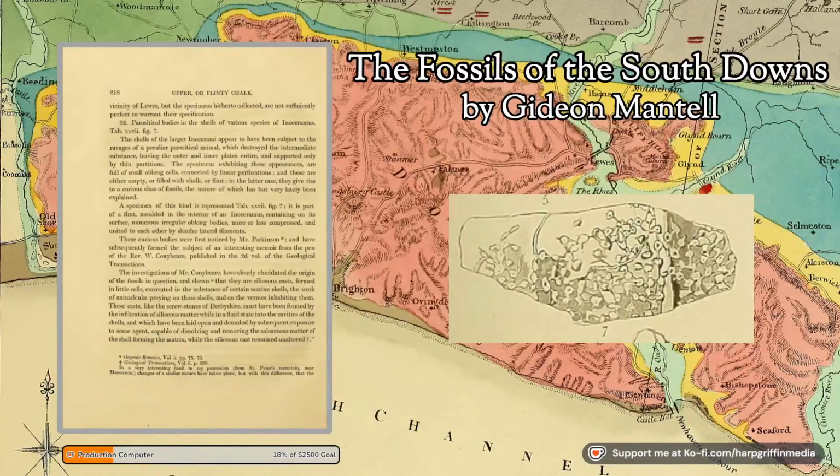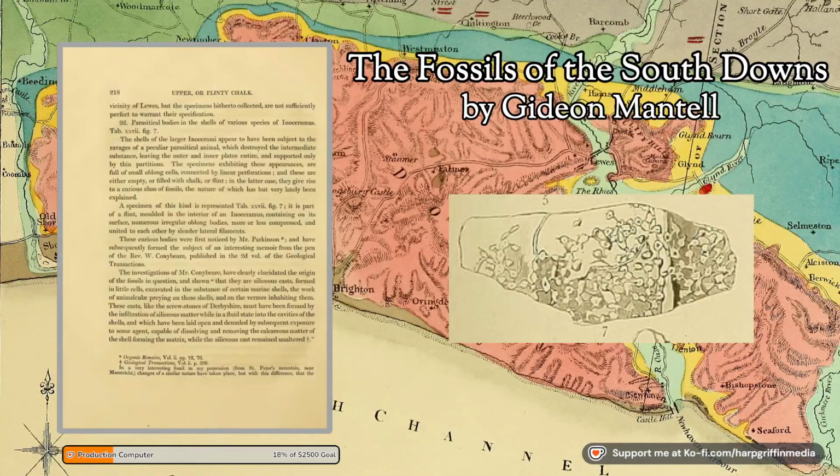92. Parasitical bodies in the shells of various species of Inoceramus. Tablet 27, Figure 7. The shells of the larger Inocerami appear to have been subject to the ravages of a peculiar parasitical animal, which destroyed the intermediate substance, leaving the outer and inner plates entire and supported only by thin partitions. The specimens exhibiting these appearances are full of small oblong cells connected by linear perforations, and these are either empty or filled with chalk or flint.